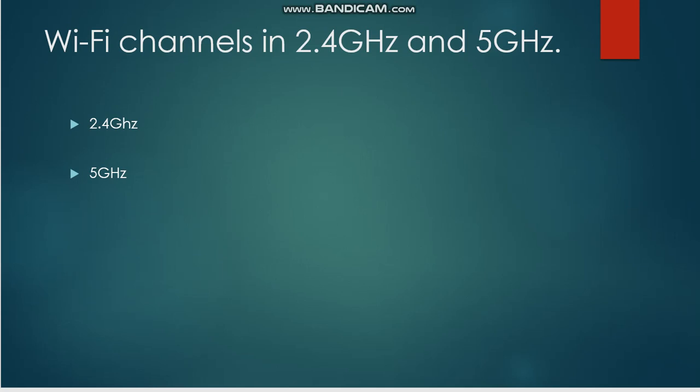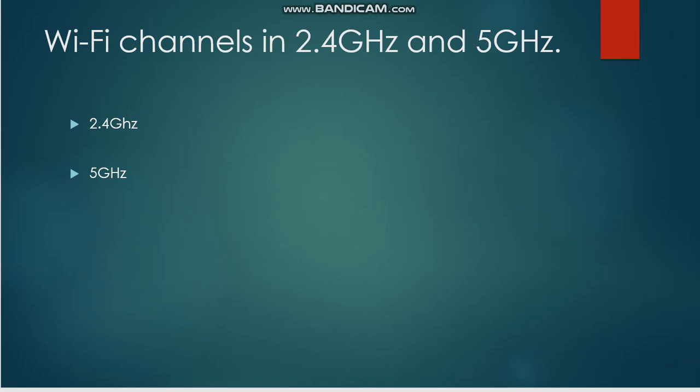Each channel in the 2.4 gigahertz band is 20 megahertz wide. The entire spectrum is 100 megahertz. So all the 11 channels have to fit in the 100 megahertz, which means they will overlap each other except for channels 1, 6, and 11.